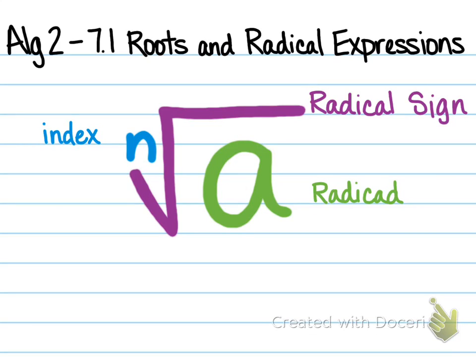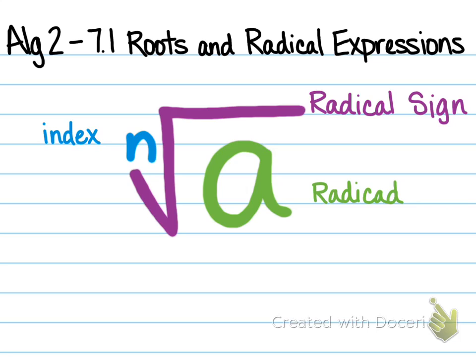Okay, these are the notes for section 7.1 in Algebra 2 on roots and radical expressions. All of chapter 7 is simplifying radicals and solving equations with radicals. So first we just need to learn what a radical is.